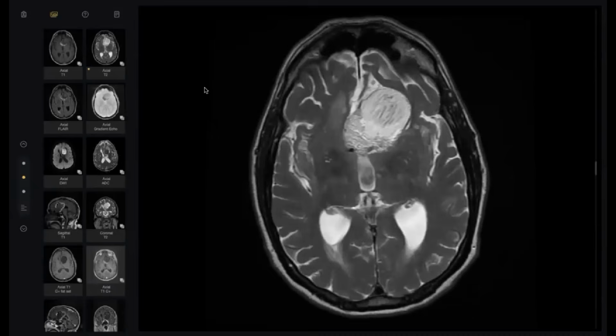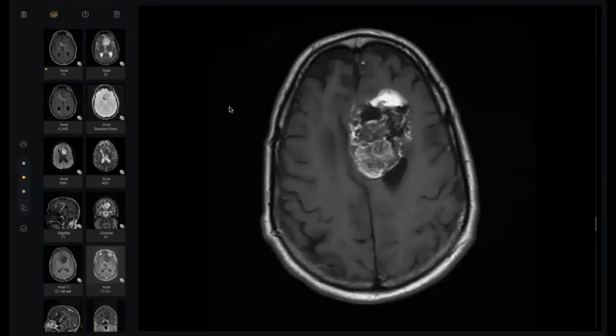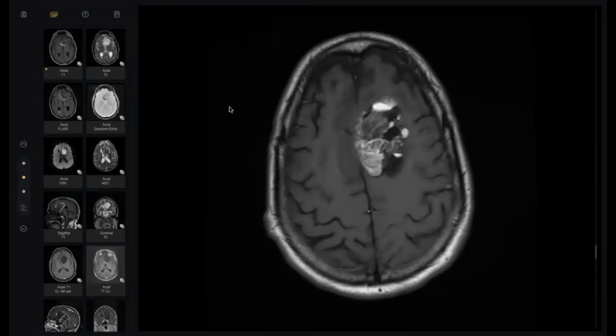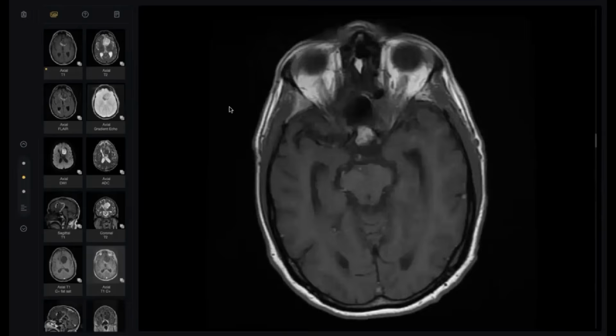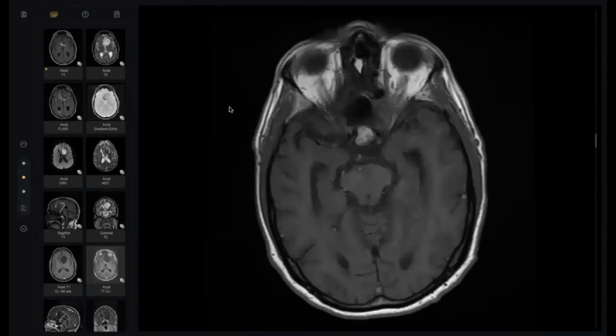Regarding the signal, I can see heterogeneous signal with streaks of hypointensity. If I can see the T1 sequence of the patient, I can see hyperintense and hypointense areas. Concerned that this is an extra-axial intraventricular space occupying lesion with hemorrhagic component.